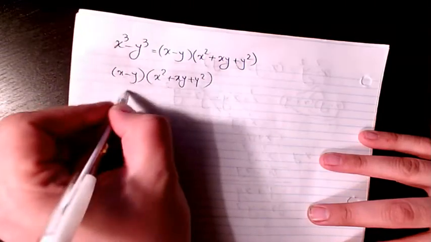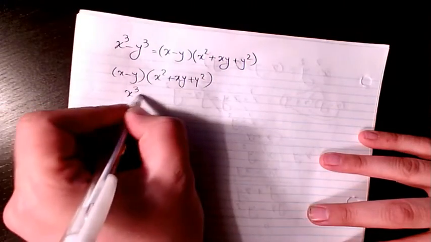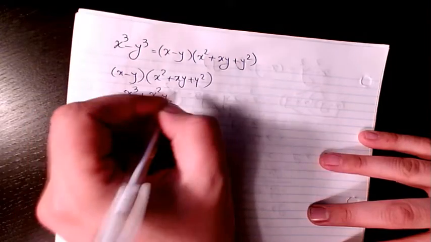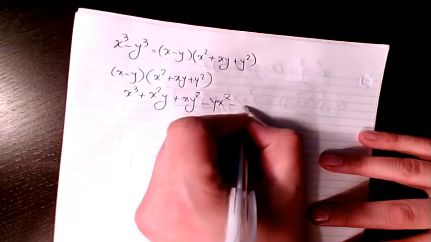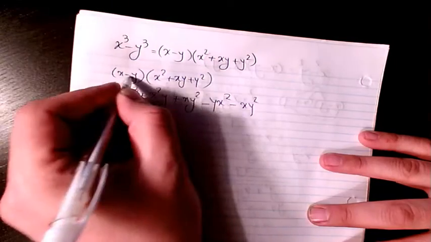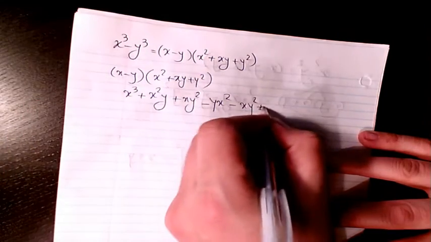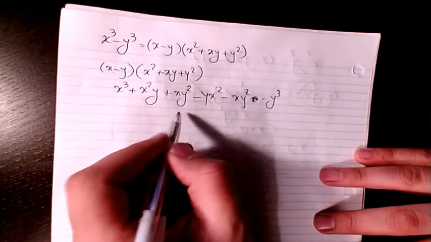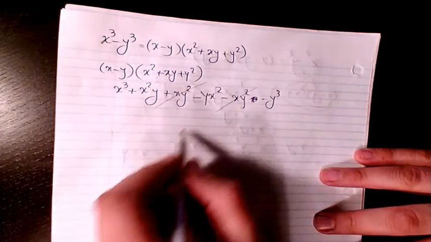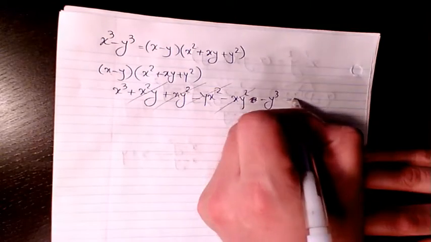So x times x squared is x cubed, x times xy is x squared y, plus x times y squared is xy squared. Here we have negative y times x squared, negative y times xy will be negative xy squared, and negative y times positive y squared will be negative y cubed. Okay, so I will see this one and this one cancel out, this one and this one cancel out, so the answer will be x cubed minus y cubed.